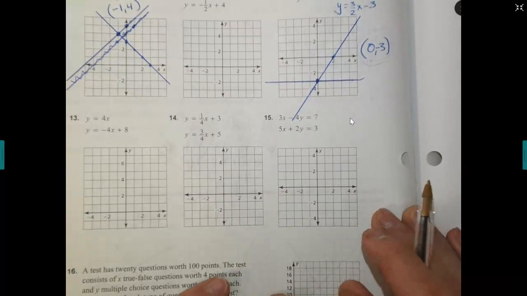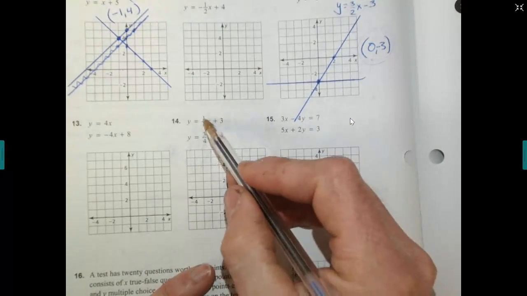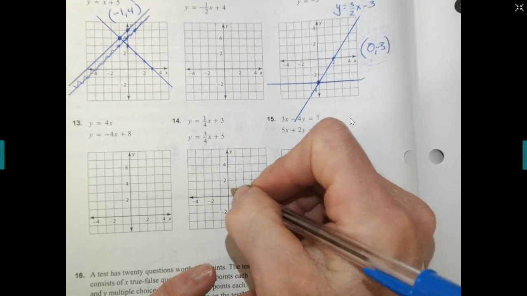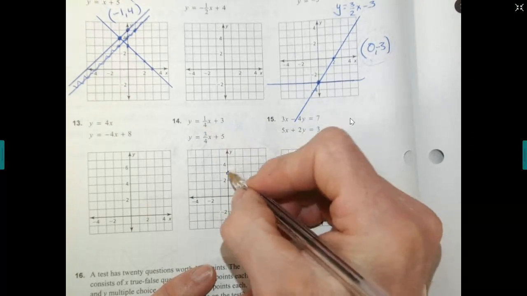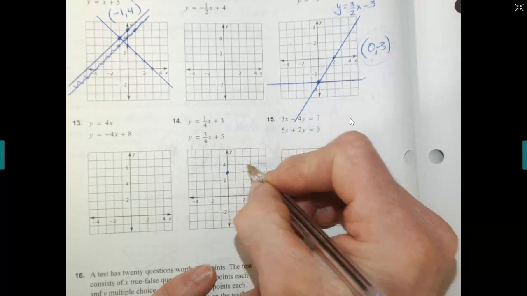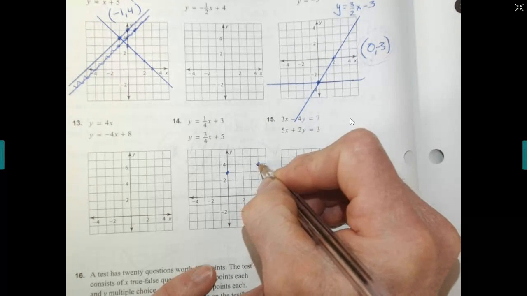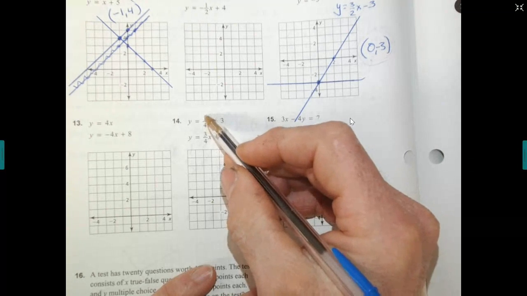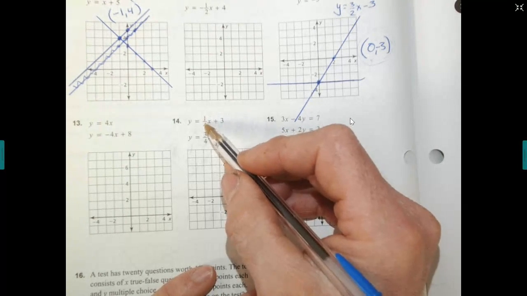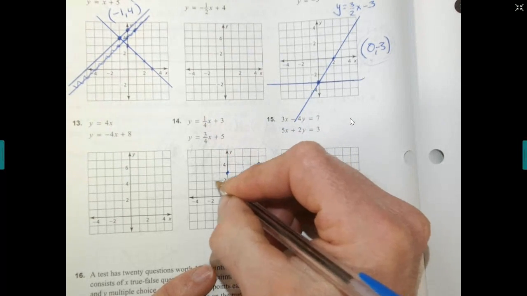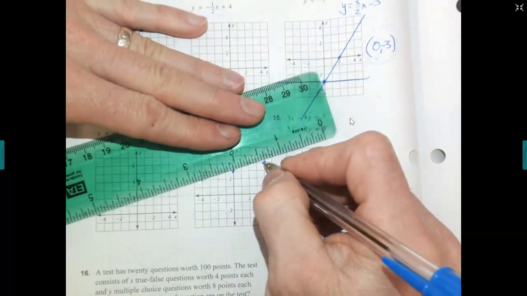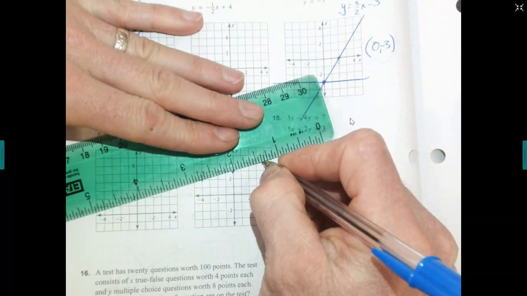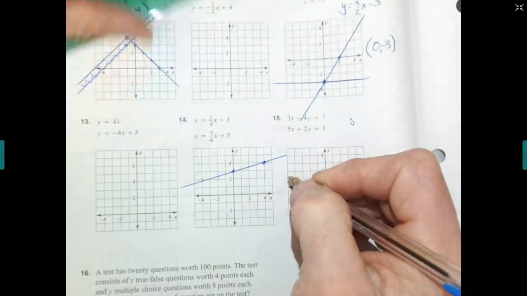So let's go to number 14, and let's check this one out. 1/4 x plus 3. So I'm going to go up to my 3, my y-intercept. I'm going to do 1/4, so up 1 over 1, 2, 3, 4. Now, positive 1 over positive 4 is the same as negative 1 over negative 4. Negative 1, 1, 2, 3, 4. This helps me check that I drew a straight line, as long as I can catch every single point.